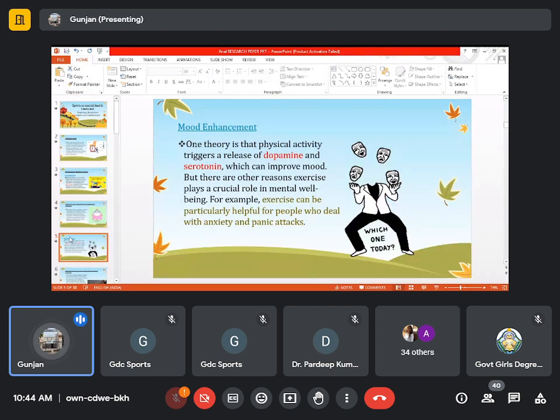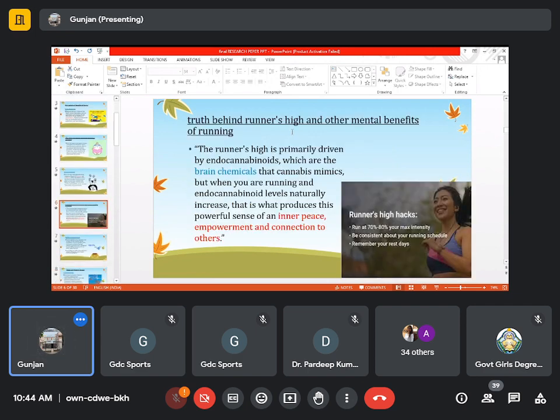So, one theory is that physical activity triggers a release of dopamine and serotonin, which can improve mood, but there are other reasons exercise plays a crucial role in mental well-being. For example, exercise can be particularly helpful for people who deal with anxiety and panic attacks. So, we are talking about now the runner's high and mental benefits of running.